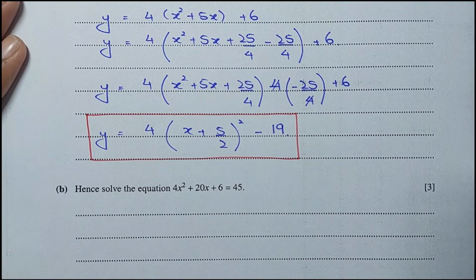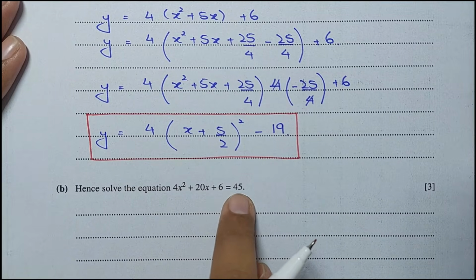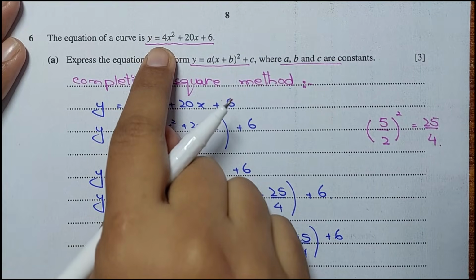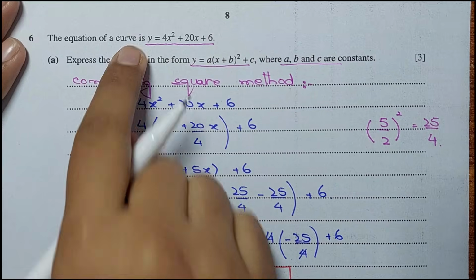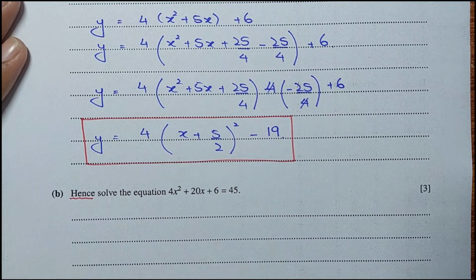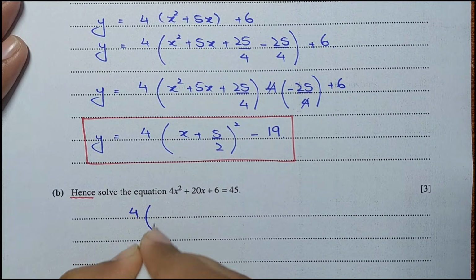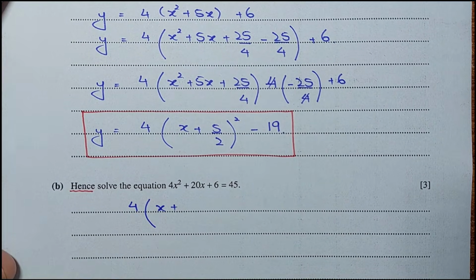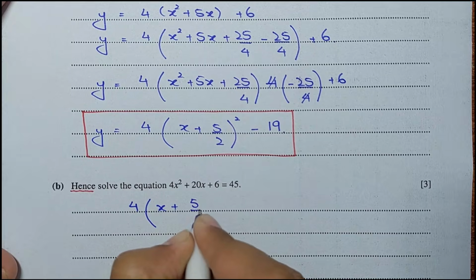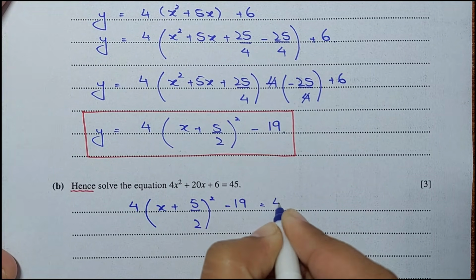Now for part b, hence solve the equation 4x² + 20x + 6 = 45. So 4x² + 20x + 6 is basically y, which means we use the answer from part a. So this whole thing is basically y. So we can say 4 into (x + 5/2)² − 19 = 45.